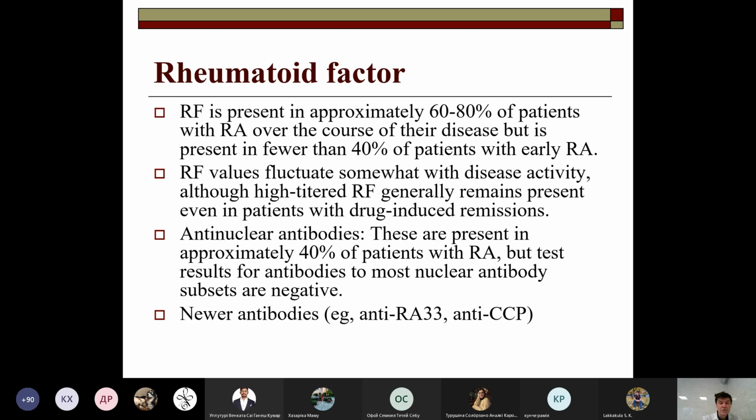Okay, so the rheumatoid factors. Rheumatoid factor is present in approximately 60 to 80% of patients with rheumatoid arthritis over the course of their disease. Frequently the concentration of rheumatoid factor can fluctuate irrespective of DMARD therapy, so there is no necessity to continuously monitor rheumatoid factor with the aim of elucidating a positive response to the drugs. No necessity to do it, please.